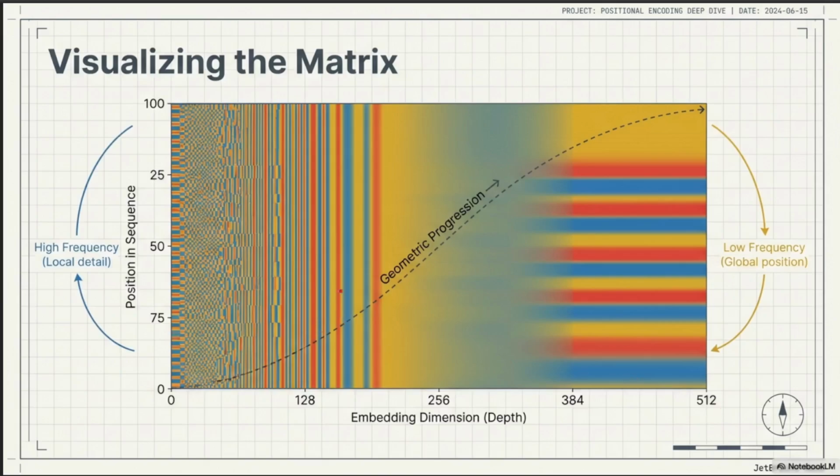On the left, you see a chaotic high-frequency pattern. That is the second hand. It's spinning fast. It captures fine-grained details. On the right, you can see it becomes smoother, changing like bands of color. That is the hour hand in our clock. It captures the global position, telling the model generally where it is in the sentence. Together, this gradient provides the model with a unique fingerprint for every single token.